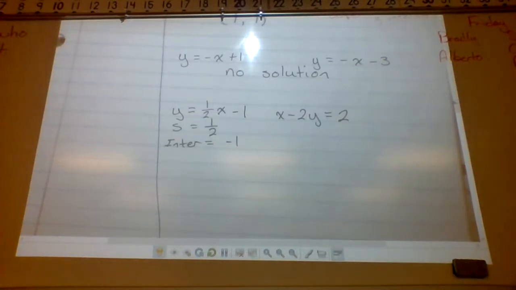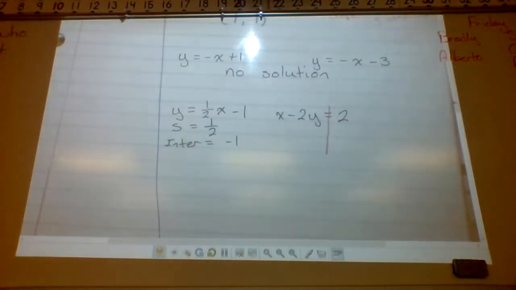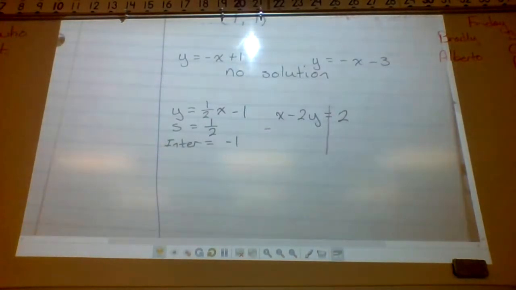What is your slope? Why not? Because the y is not by itself. So this is just like an equation. We get that y by itself. What is on the side with the y? The x. Is it a positive or a negative x? What's the inverse? Negative. So we subtract what? Negative 1.